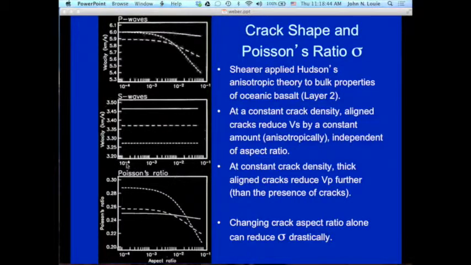Notice that in these different models, the crack aspect ratio has no effect on the S wave velocity. And notice that if the aspect ratio is small, if it's a very long, very thin crack, there's really no effect on the P wave velocity. It's when you get these more bubble or vug shaped cracks, the thick cracks, that's when you start taking the P wave velocity down. So the Poisson's ratio changes and goes radically lower depending on the crack aspect ratio.